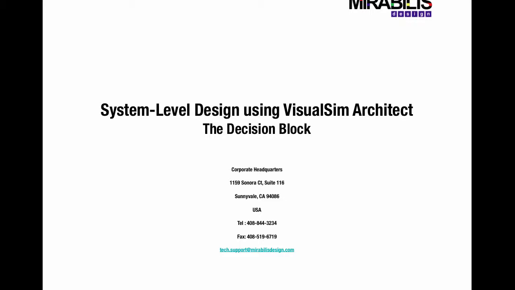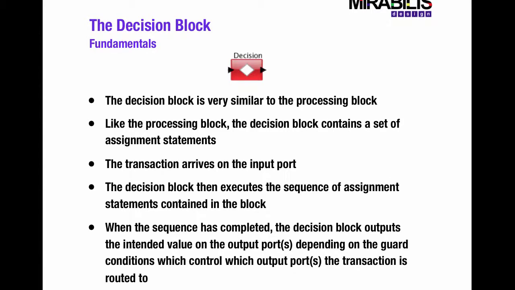This video is about the decision block. Now the decision block is very similar to the processing block. Like that block, the decision block contains a set of assignment statements so that when a transaction arrives on the input port, the decision block then executes the sequence of assignment statements contained within the block, and then when the sequence has completed, the decision block outputs the intended value on one or many of the output ports.